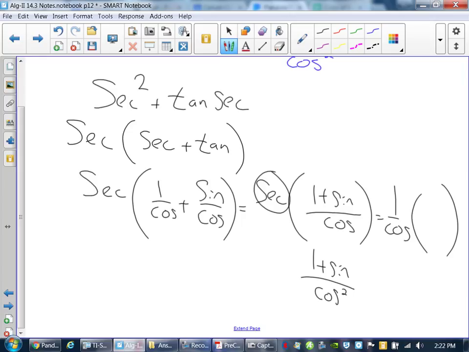Could you do it by converting everything to cosines and sines? Yeah, you could get there too. I just saw this and I thought it was a little bit quicker because I knew that tangent squared plus 1 gets me a secant squared and I get a GCF right away. Okay? There's many ways of doing it, all right?